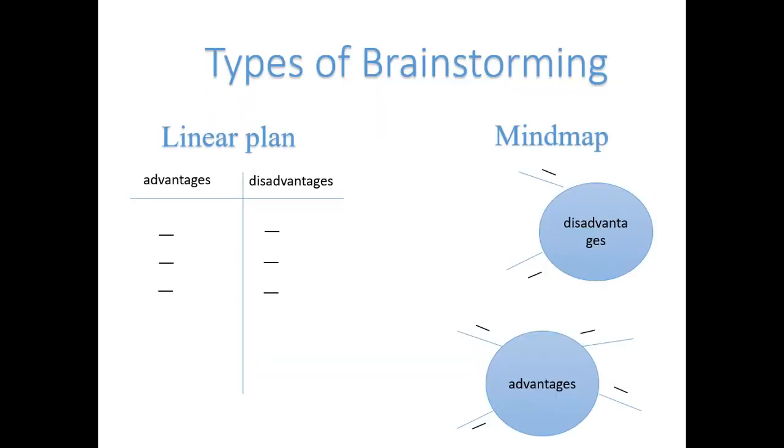Then there are two types of brainstorming. In the first type, you will just draw two lines. In your first column, you write down the positive sides of your topic, and in the next column you write down negative ideas about your topic. So it is called a linear plan. The next type of brainstorming is a mind map. In your mind map, you will draw two circles, and again you will write down advantages and disadvantages in your circles. Then you will give ideas related to your advantage and disadvantage sides.